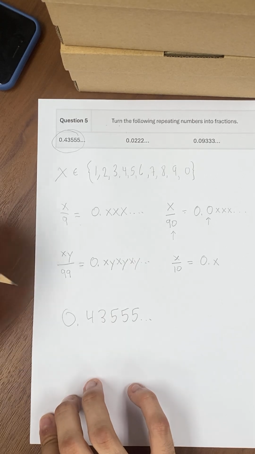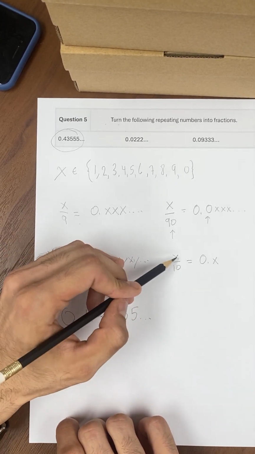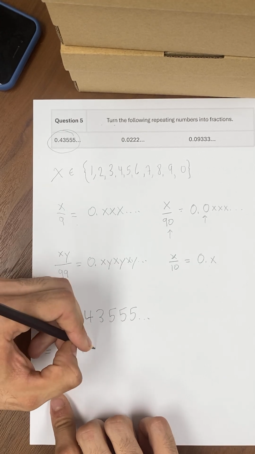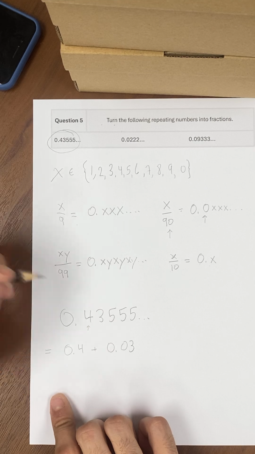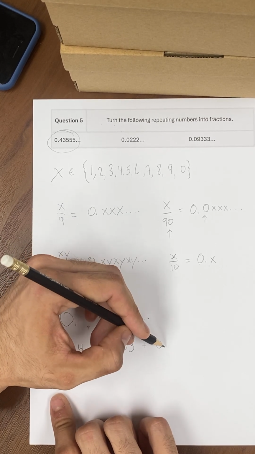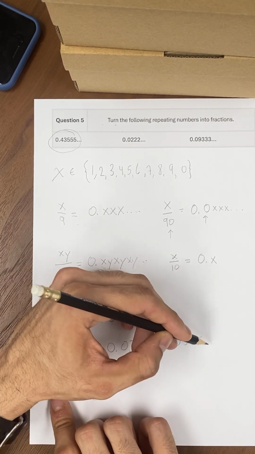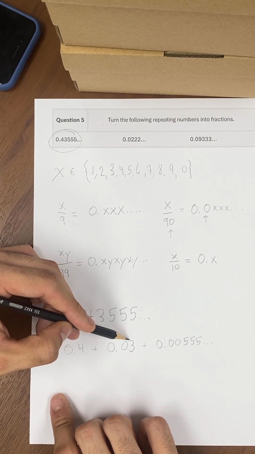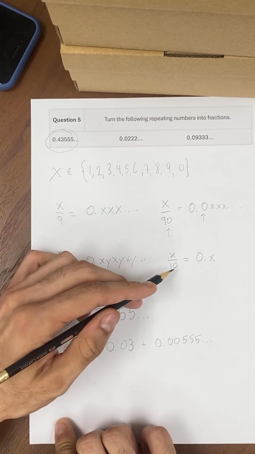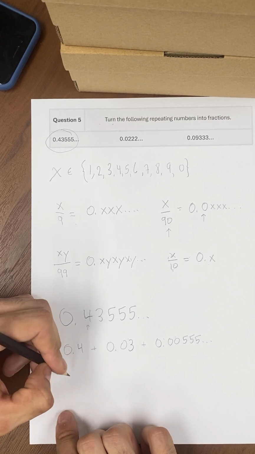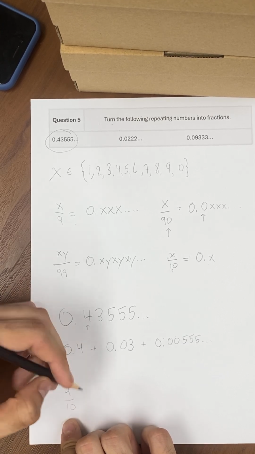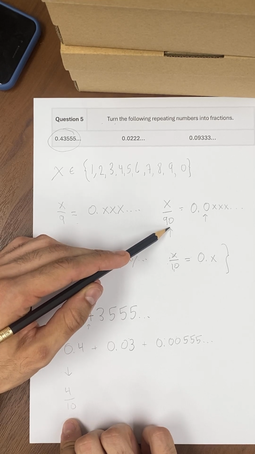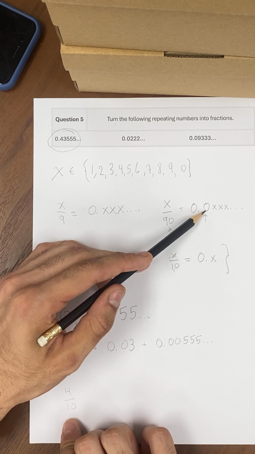0.4355 dot dot dot. We have that x over 10 equals 0.x. So we could say this number equals 0.4 plus 0.03. When the 4 is gone, it becomes a 0, plus 0.00555 forever. These two zeros are where the 4 and the 3 were before we separated them. We know x over 10 equals 0.x. So 0.4 becomes 4 over 10, according to this symbolic rule. If we add a 0 under the fraction, we're also adding a 0 to the right of the point.